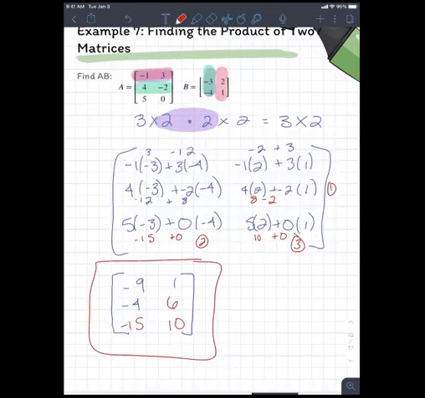So you could go to the calculator, you could type in matrix A and matrix B, and then in the third line, just type in AB or A times B. It'll give you your answer, or you can do them by hand.